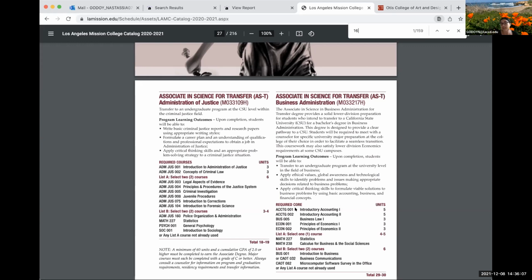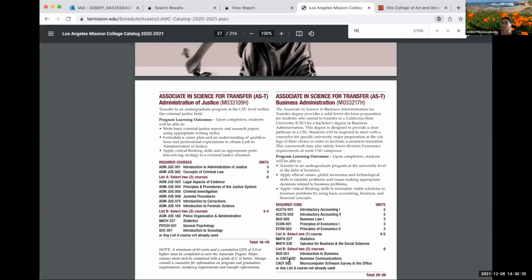So if I wanted to get an associate degree for transfer in business administration, you'll see that it's very similar to what we saw on Assist for business administration, right? Accounting 1, Accounting 2, Business 5, Econ 1, Econ 2. And then I choose one of these courses, either stats or calculus, and then I need two of these courses. So I would choose Business 1 and CIOT 82. Again, if your goal is to transfer, we want to look at transfer requirements.